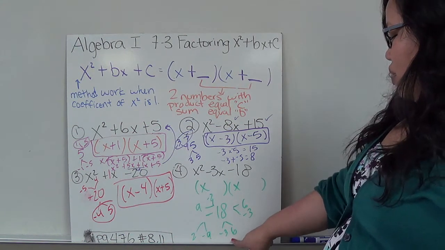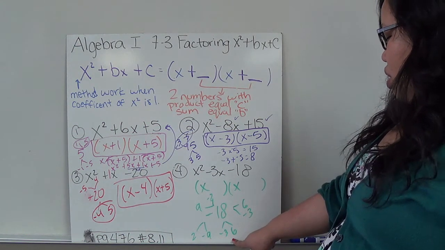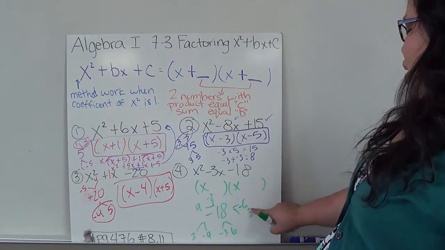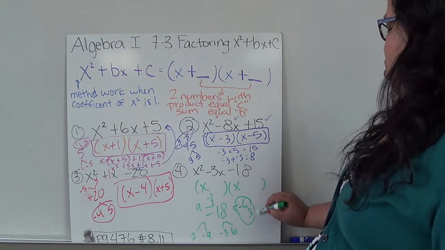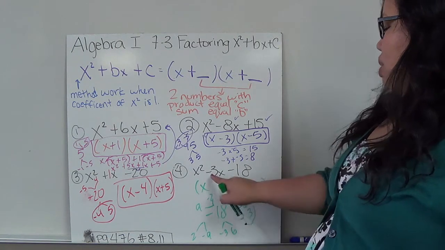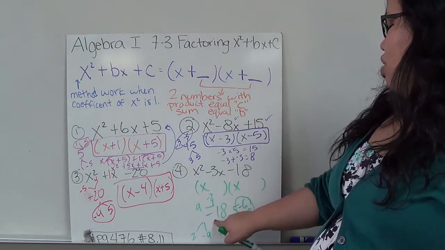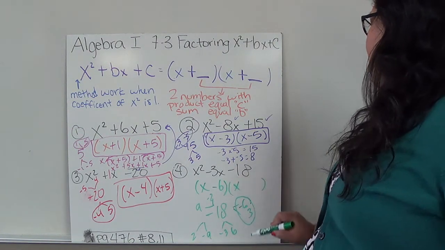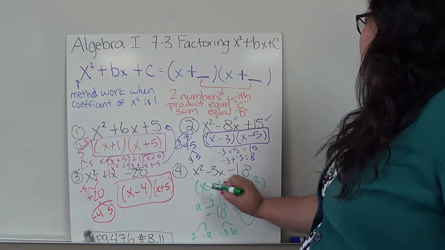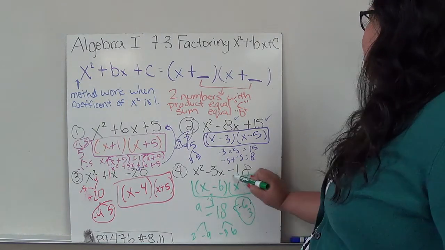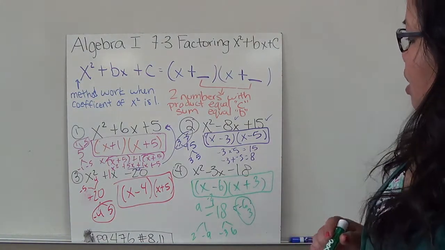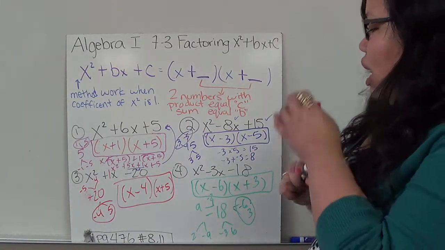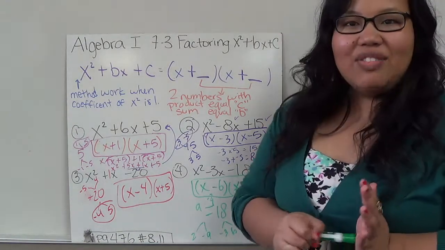Let's see if I've discovered it. Negative 3 plus 6 is positive 3. Oh, let's try here. These two are the same. But negative 6 plus 3 gives me a negative 3. So this, when added together, gets me negative 3, and when multiplied together, gives me negative 18. So these two are my magic numbers: negative 6 and positive 3. Right? Hopefully that makes sense. Go ahead and try page 276, numbers 8 and 11, and I will see you in class.